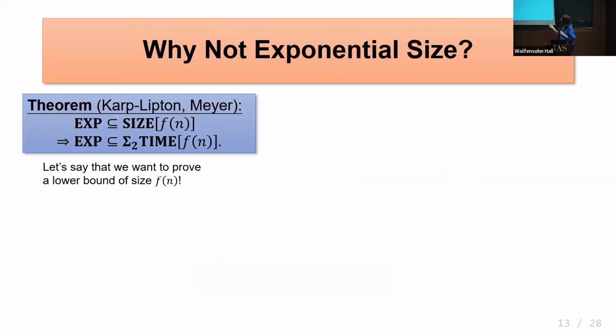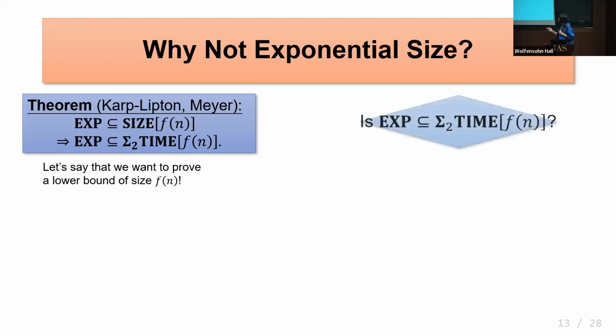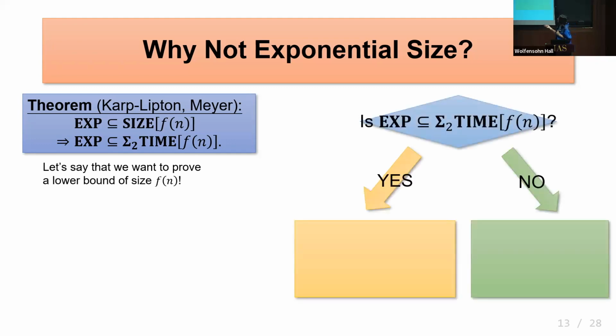You can scale up the Kaplan theorem to show something like: if exp has F(n) size circuits, then exp is in sigma 2 time polynomial in F(n). So I'm again omitting polynomial factors here. So if we want to prove a circuit bound of size F(n), this is the Kaplan theorem we will need.